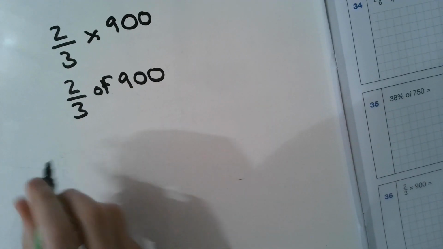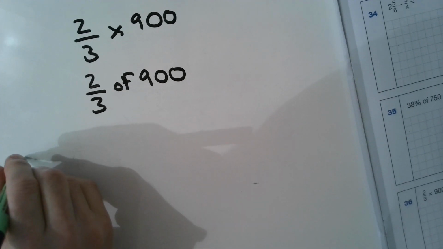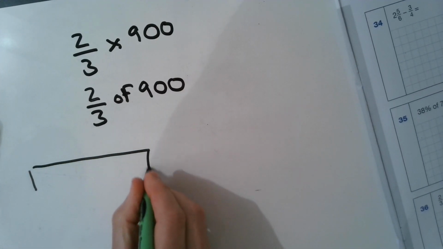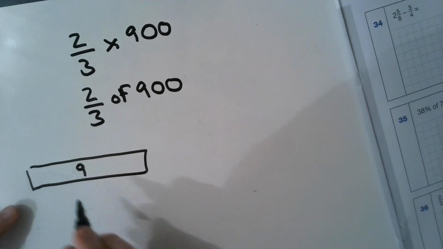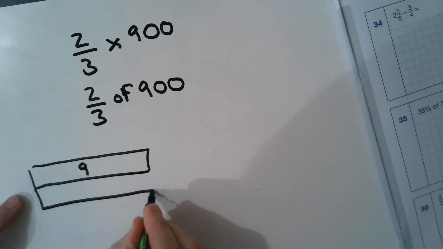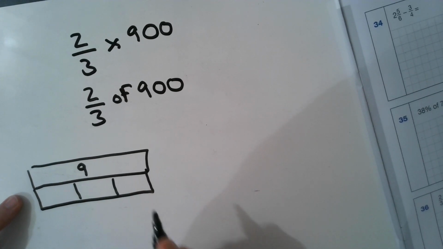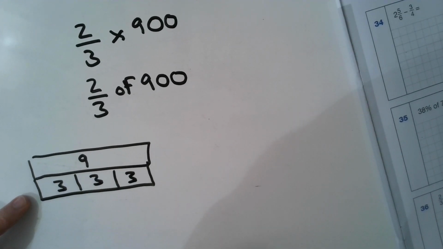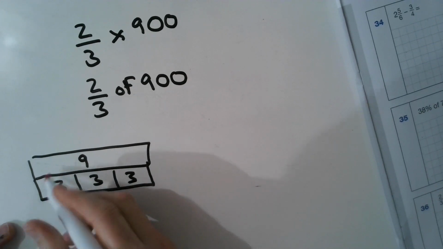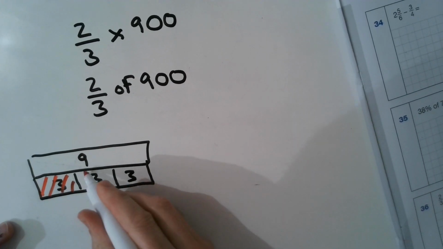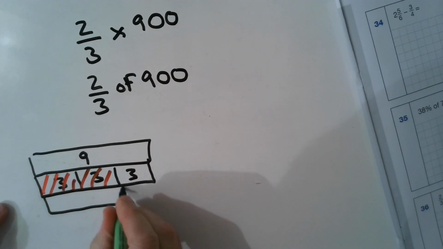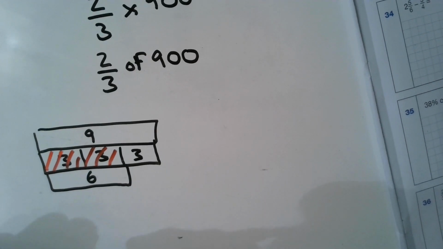I like to use bar models for this. So actually let's start again. So we've got this rod. Let's look at the number 9. So if that's 9, we know that if we split it into thirds, you'll just know that 3 add 3 add 3, 3 times 3 is 9. So you know that 1/3 of 9 is 3. You know that 2/3 of 9 would be, well, 3 add 3. So that would be 6. So 2/3 of 9 is 6.